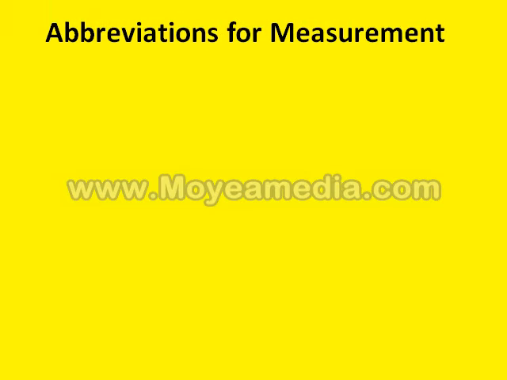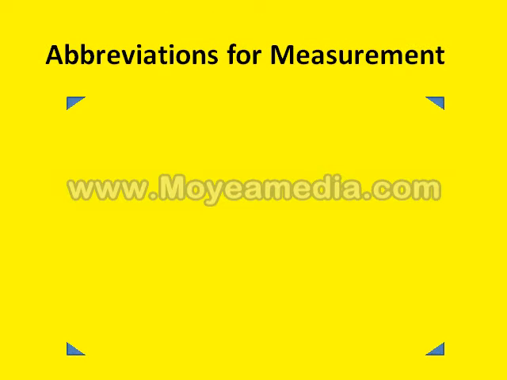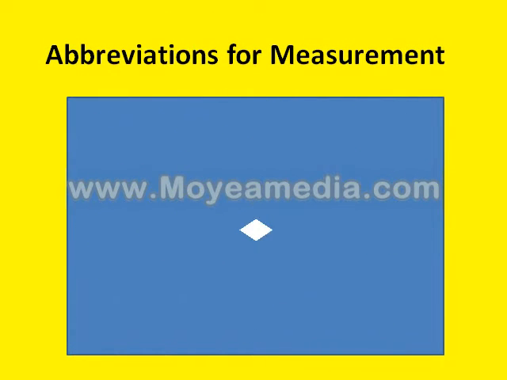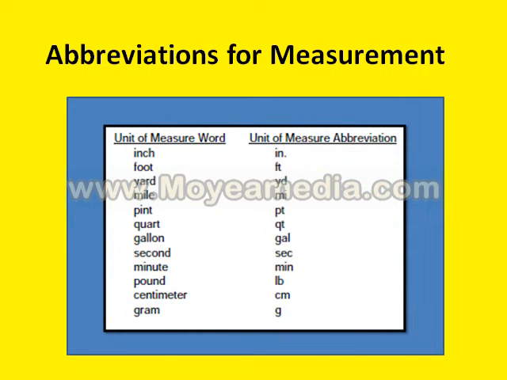Now let's move on with the abbreviations of measurement. So let's have the unit of measure words. So we have inch, foot, yard, mile, pint, quart, gallon, second, minute, pound, centimeter, and gram.